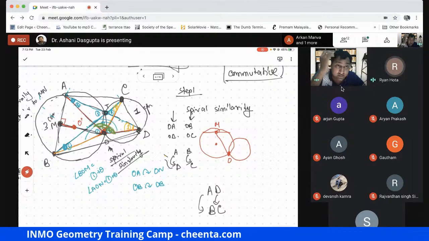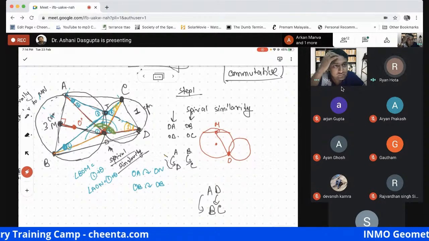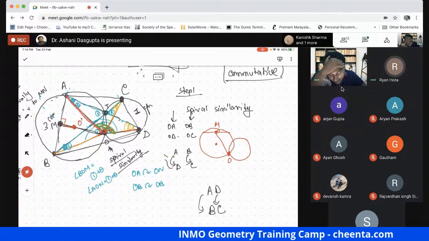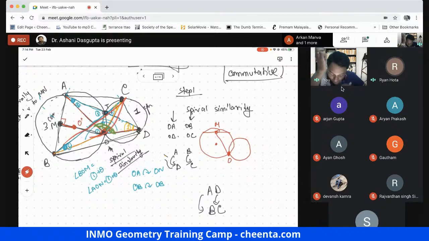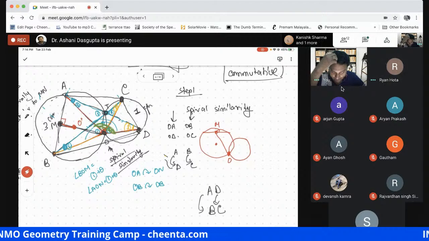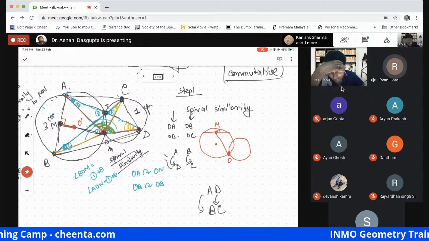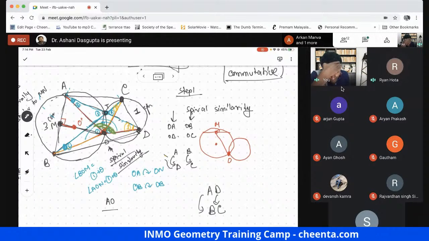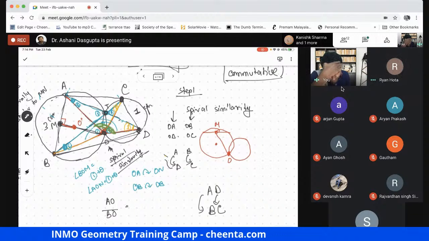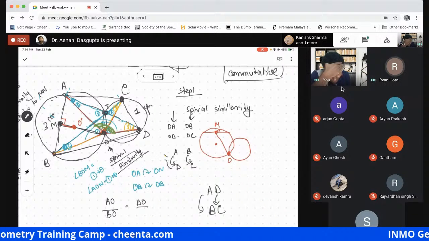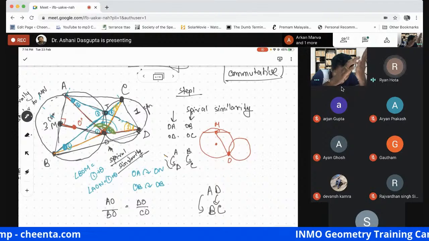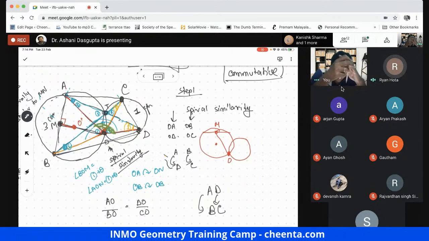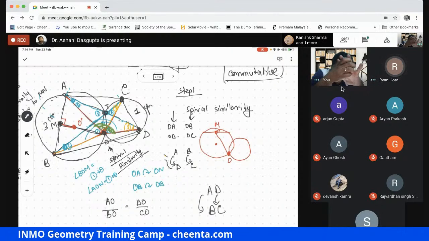Is that right? Is that what you're saying? No, sir. I said that AOD is similar to BOC. AOD is similar to BOC. Okay, yeah, of course. So it means that AO by BO is equal to DO by CO. Yes. So that proves one part. Another part is similar because their angles, like we proved earlier, have the same angle of rotation. So perfect, done, right?